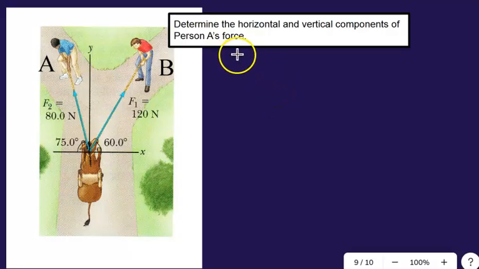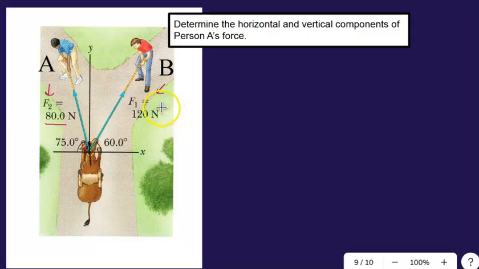So determine the horizontal and vertical component of person A's force. So person A is pulling, which is F2, which is kind of confusing. Oh, because I think I labeled it. Never mind. Person A, which is F2, has a force of 80 newtons. Person B, which is F1, has a force of 120.